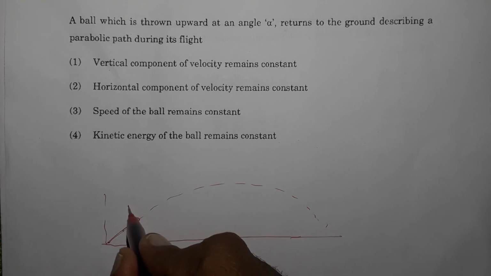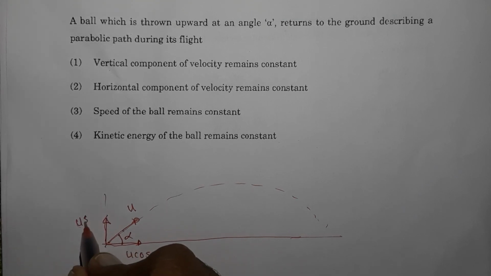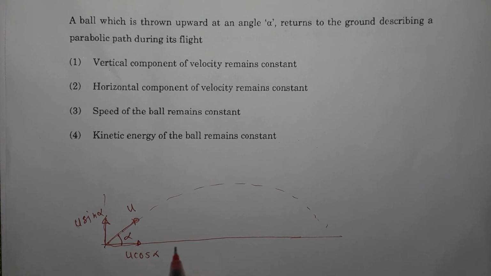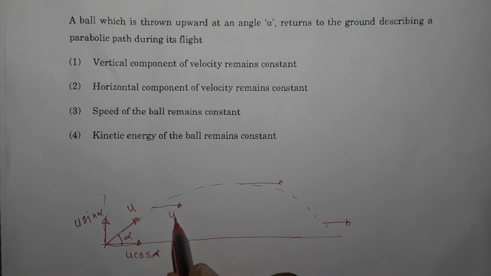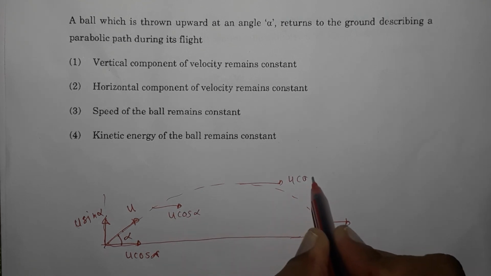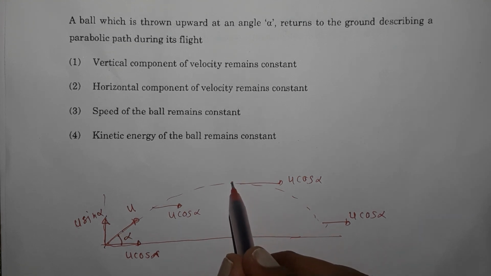So suppose the velocity is u, its x component is u cos alpha. So suppose this angle is alpha, so it will be u cos alpha, and this component will be u sin alpha. Now u cos alpha is not resisted by any force. If we neglect the air resistance, it means that u cos alpha remains constant everywhere; the horizontal component remains constant. Whereas u sin alpha goes on decreasing and becomes 0 at the maximum height. So here the vertical component of velocity will be 0.